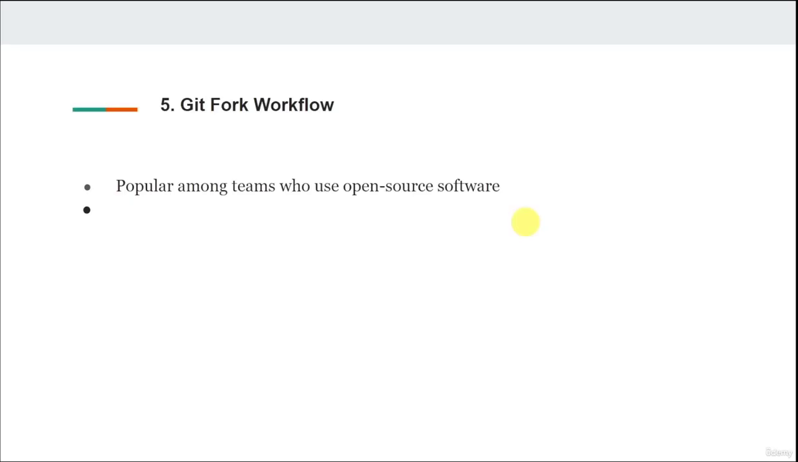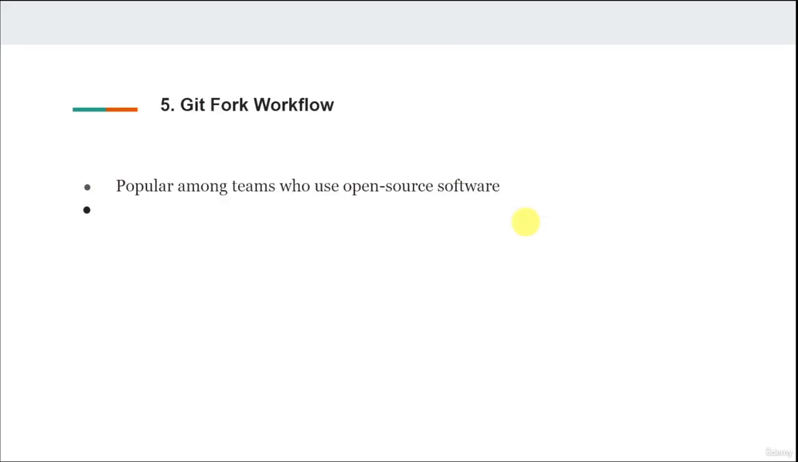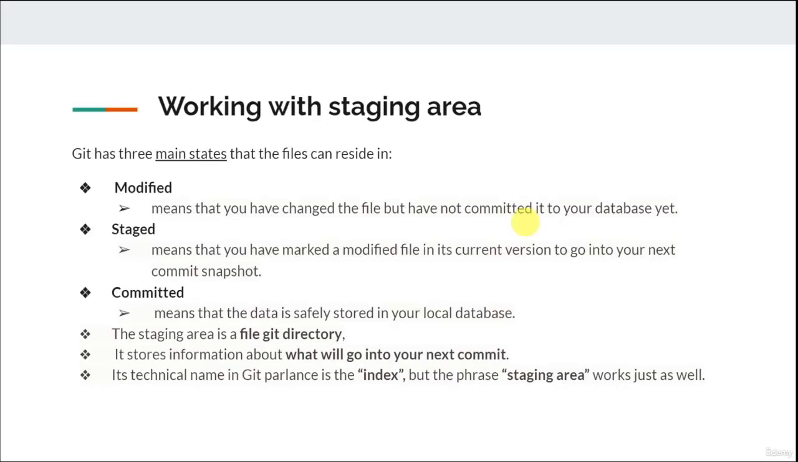So now we have already learned Git workflow, and we also learned the 5 types of Git workflow. So everything clear? Yep. There is one more term we need to learn before we start to create a repository. That is working with the staging area.